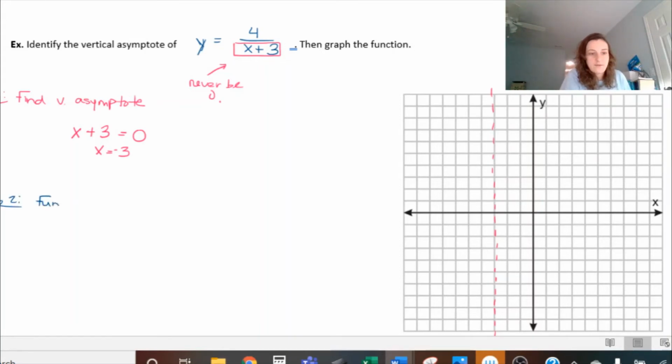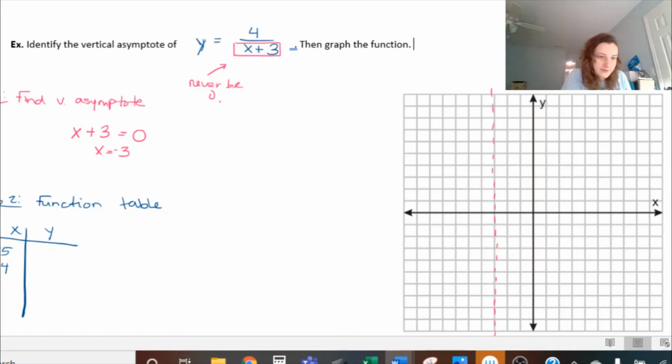So when you're making your function table, usually I tell you to use -2, -1, 0, 1, and 2, but this time I want you to choose values that are around the asymptote. So if your asymptote is -3, I want you to choose at least 2 values that are less than that and 2 values that are greater than that. So if we choose 2 values that are less than that, then we can choose, let's see here, let's choose -4, -5.